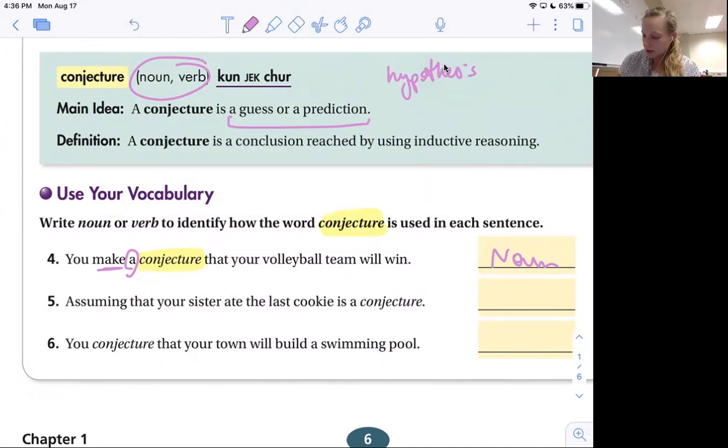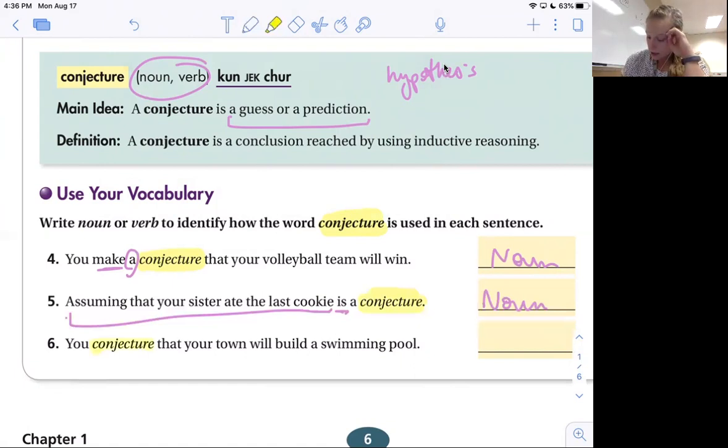Number 5, assuming that your sister ate the last cookie is a conjecture. Using our same logic, this would also be a noun. Assuming is the verb, and assuming that your sister blah, blah, blah is the noun, and then conjecture in both cases is a direct object. I think. It's been a while since I've taken grammar, so take that with a grain of salt. All I know is that it's a noun.